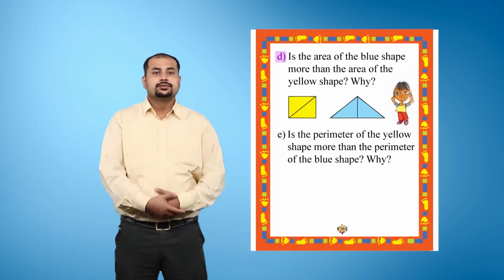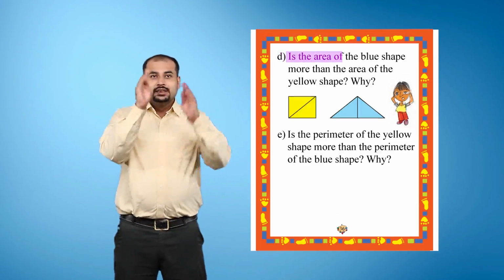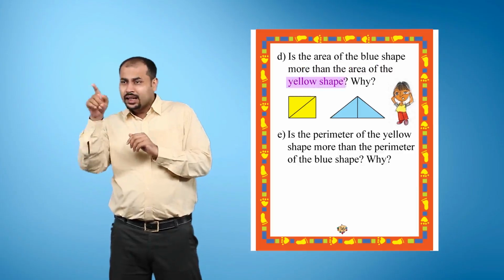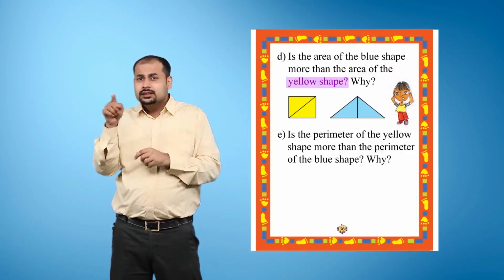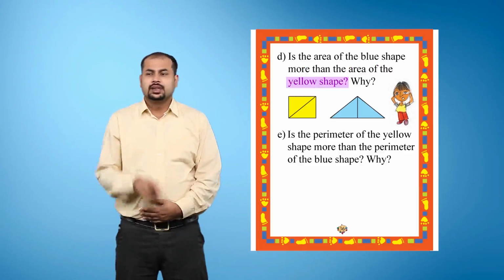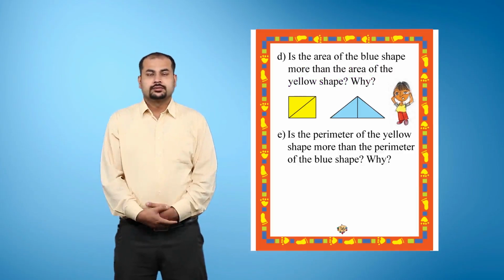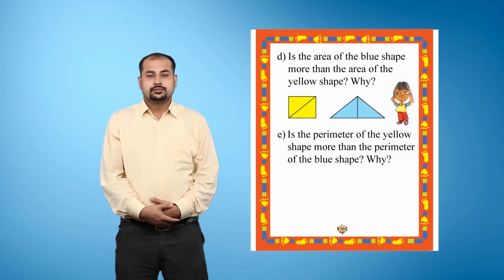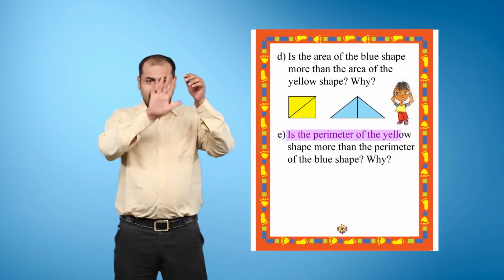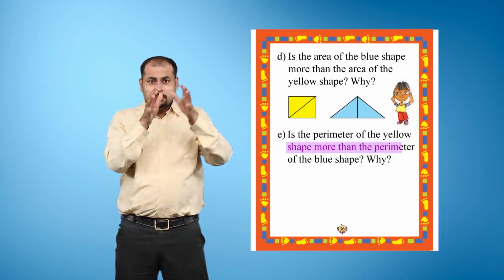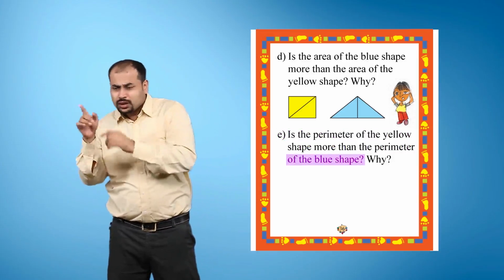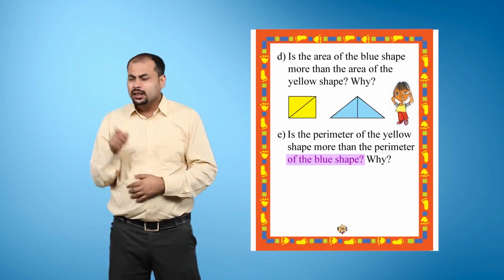D. Is the area of the blue shape more than the area of the yellow shape? Why? E. Is the perimeter of the yellow shape more than the perimeter of the blue shape? Why?